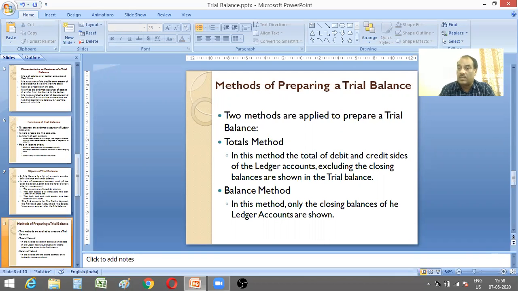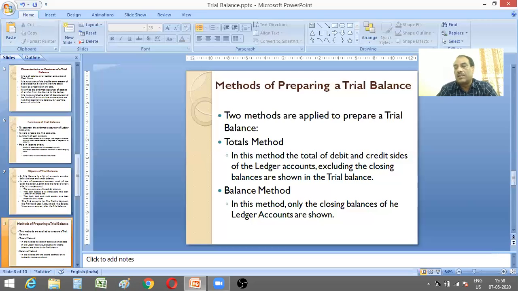Closing balance means when we balance the account, and after balancing, it takes the total of all credits and debits. So it will duplicate, it will double the amount, it will double the transactions. So we exclude the balancing, the closing balance, and take only all the debited accounts and all the credit accounts. So this is the total method.